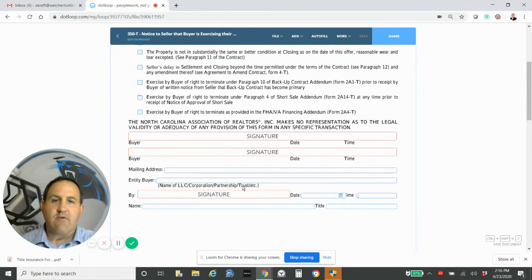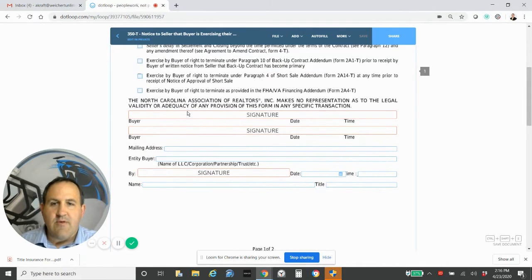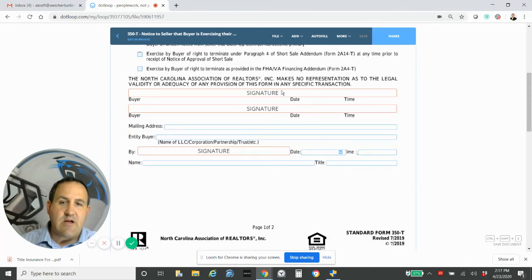So this is a unilateral. Hey, we're terminating. Nothing you can do about it. See ya. Now, if the seller disagrees and says, "Well, that's not the case, whatever you checked here," well, let the attorneys figure that one out. Okay. But otherwise, the buyer can just terminate. But we still have to remove the earnest money. We still have to give it back to the buyer or the seller.